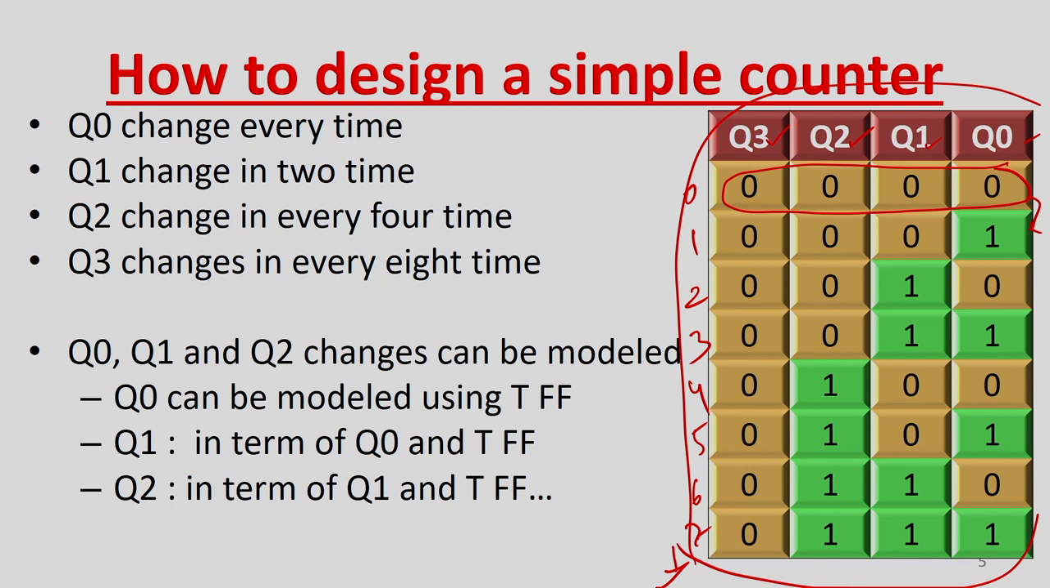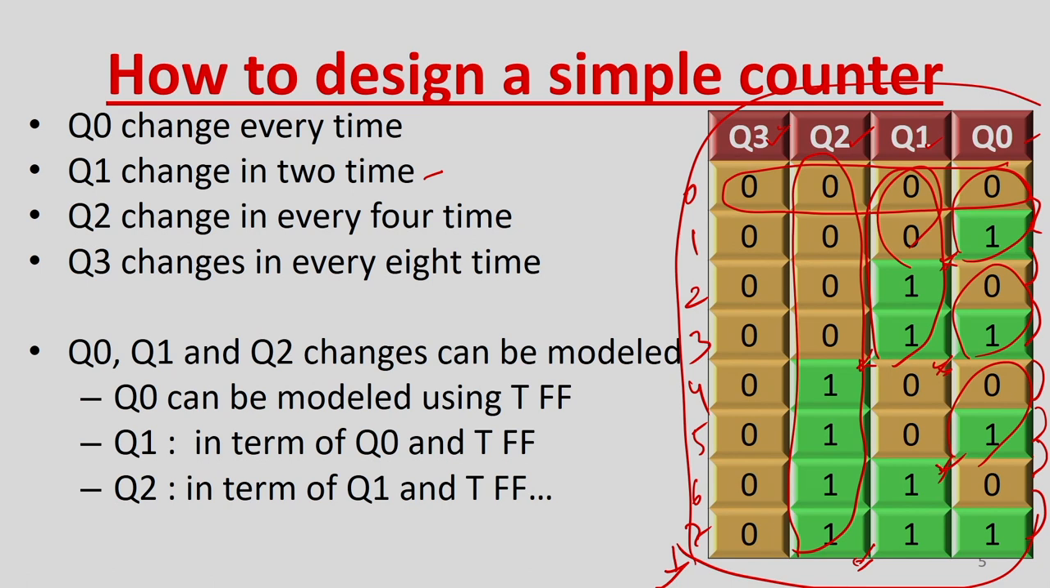This is the output we want, and from this table we can see that Q0 changes every time; it toggles every time. Q1 changes every 2 times; here it changes, here it changes, and here it changes. These are the change points. Q2 changes every 4 times; it changes at this point. Similarly, Q3 changes every 8 times. From this changing pattern, can we model it? Q0, Q1 and Q2 changes can be modeled, because we know the pattern.